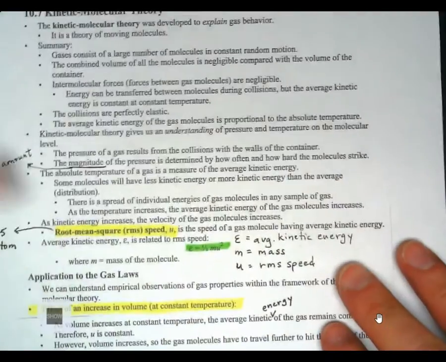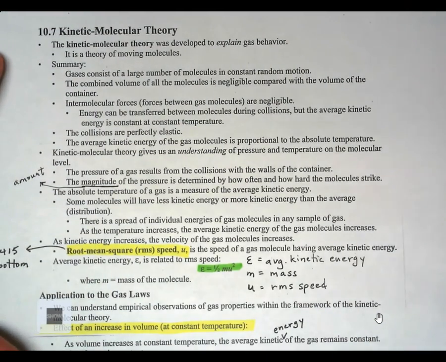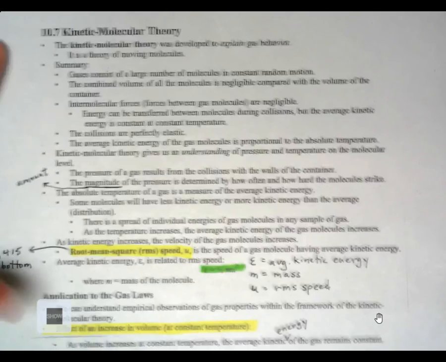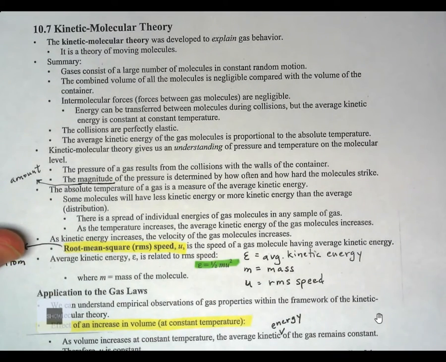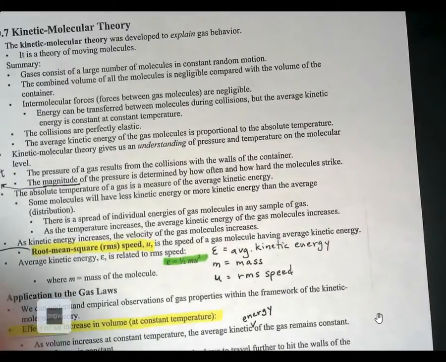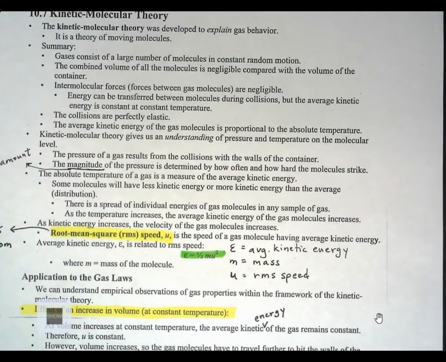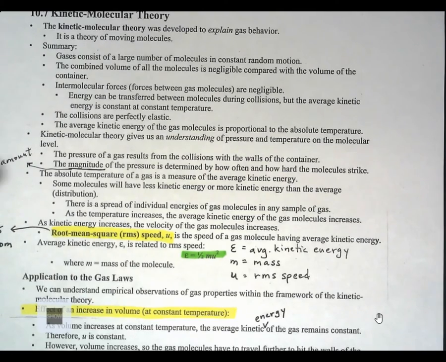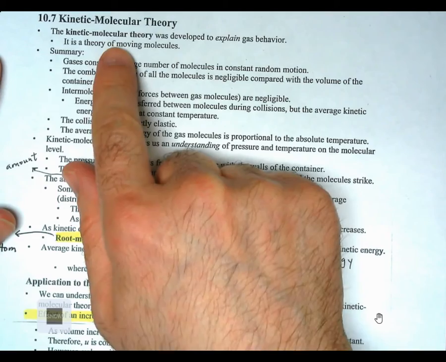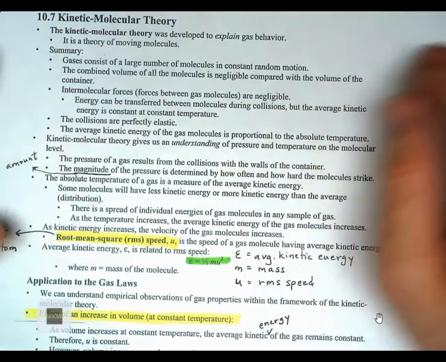All right, so 10.7 is kinetic molecular theory. Anybody remember what kinetic means, refers to? What type of energy? What's that? Yeah. Movement. Good. So kinetic is referring to basically anything that's moving, any kind of moving energy or movement energy. So kinetic molecular theory is basically referring to the movement of molecules, and was developed to explain gas behavior.